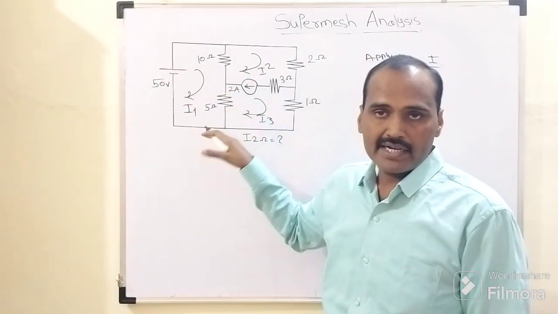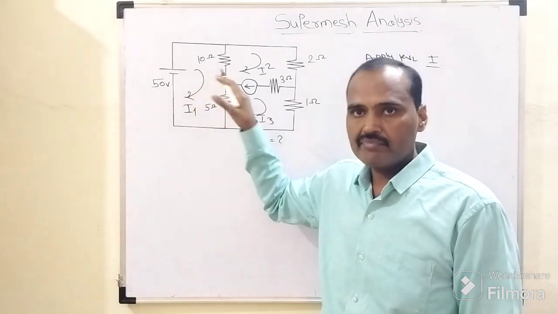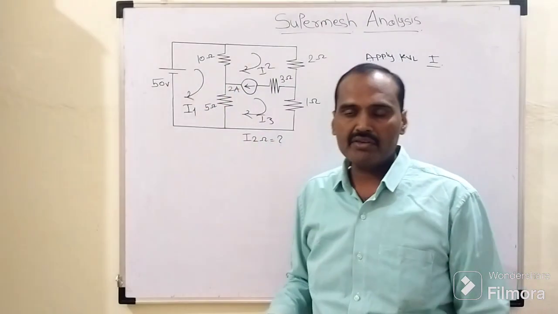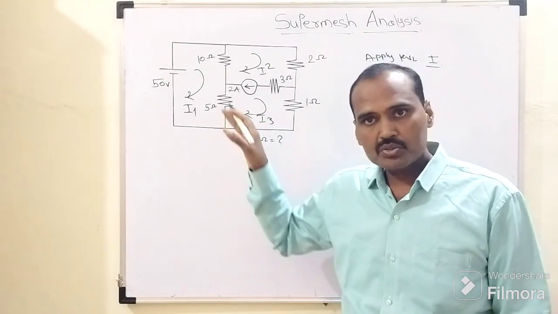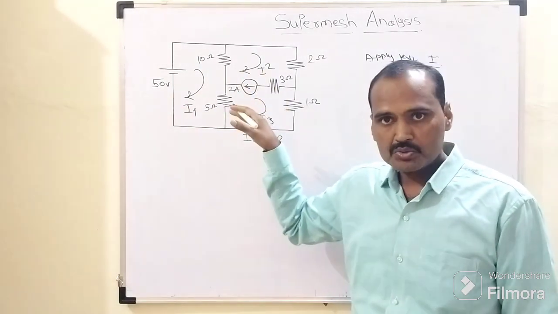This is how our network will look. In this network, we have a finite number of resistive elements and a finite number of energy sources. Energy sources means voltage source and current source.